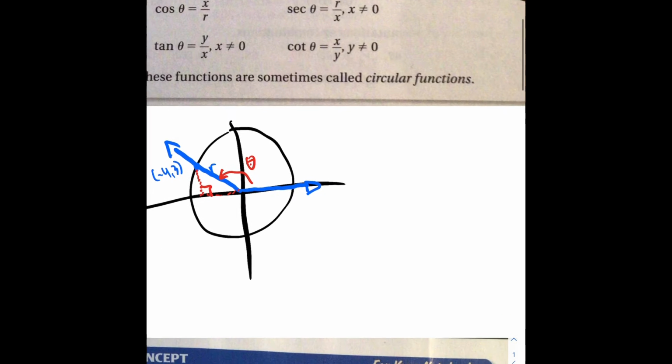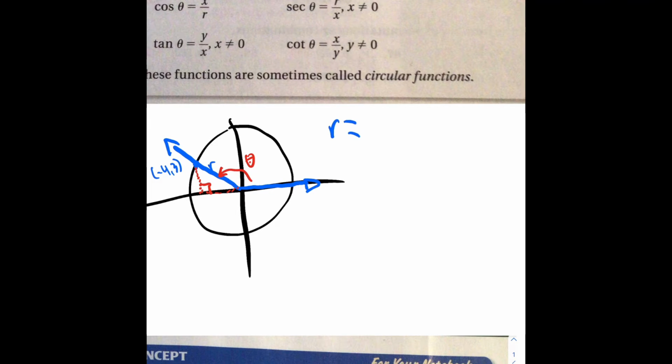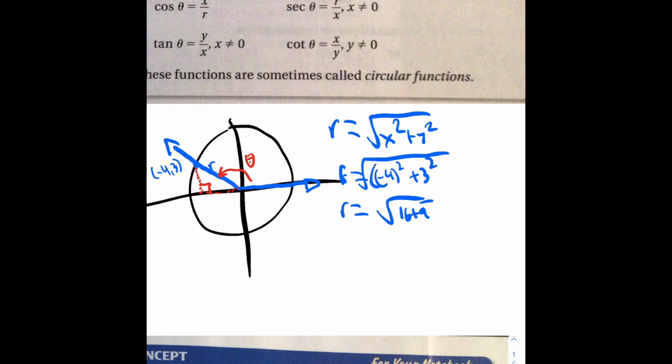So to find r, we're going to use the Pythagorean theorem. So r equals the square root of x squared plus y squared. R equals the square root of -4 squared plus 3 squared. R equals the square root of 16 plus 9, which is 25, therefore r equals 5.